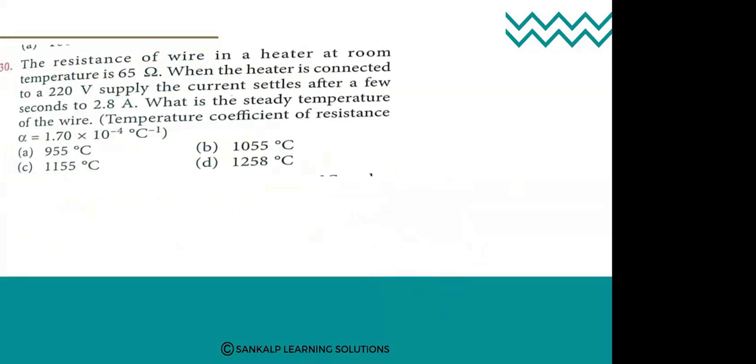The resistance of a wire in a heater at room temperature is 65 ohm. When the heater is connected to a 220 volt supply, the current settles after a few seconds to 2.8 ampere. Means current is there, voltage is there, resistance. All the three quantities are given. What is the steady temperature of the wire? Means again you have to calculate T value. Alpha value is given.